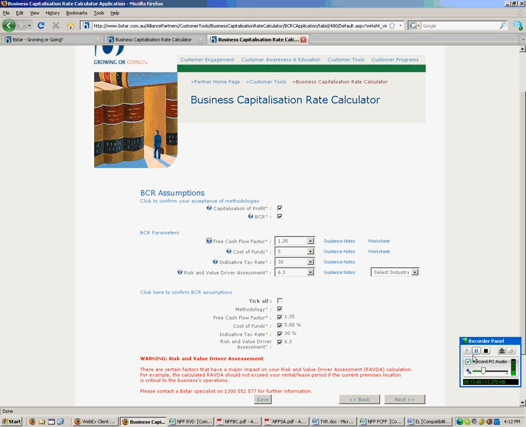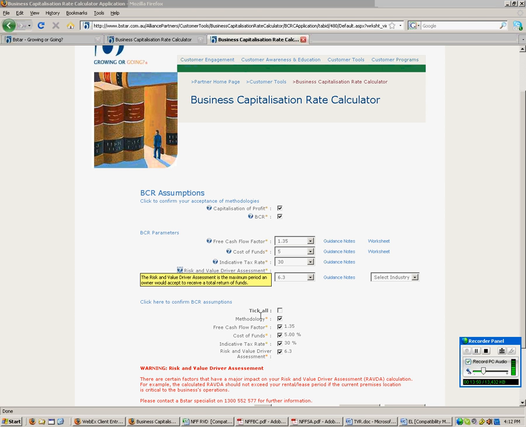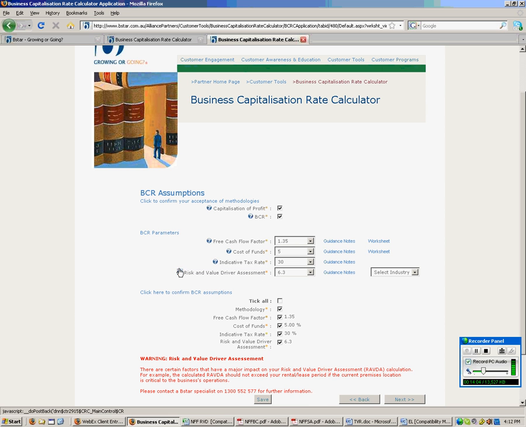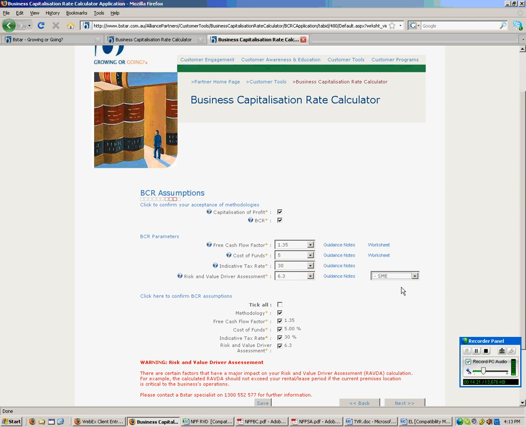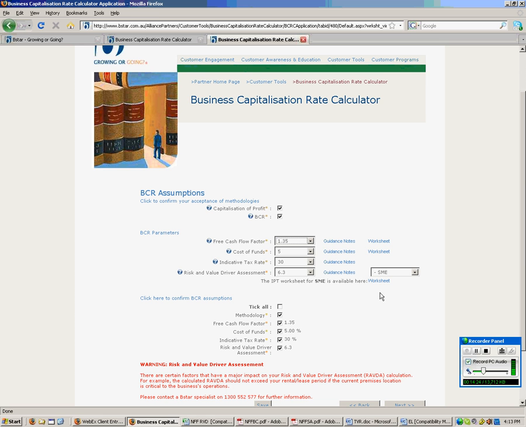The value driver and risk assessment score is the final input required prior to producing the profit multiple and value. The risk and value driver assessment measures the risk profile of the business being valued. The higher the risk, the lower the score, the quicker the payback. Alliance partners can access a range of assessments specific to different industries and for an SME business. Supporting the assessment are guidance notes to ensure accuracy of assumptions.